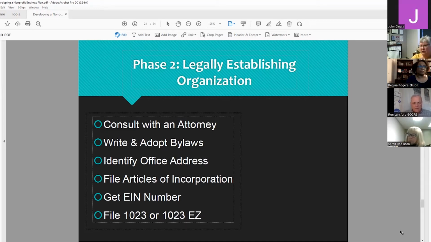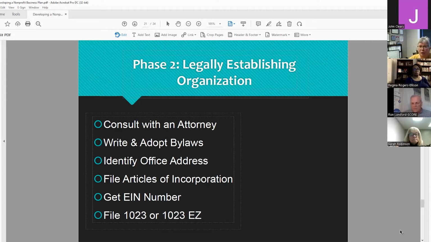And not only do those bylaws have to be written, they do need to be adopted by your board members and generally signed off on by either the secretary or the chair. You have to have an office address for the organization, and it cannot be a PO box. It has to be an actual physical address. It can be your home address. It's just that you have to have a physical address.